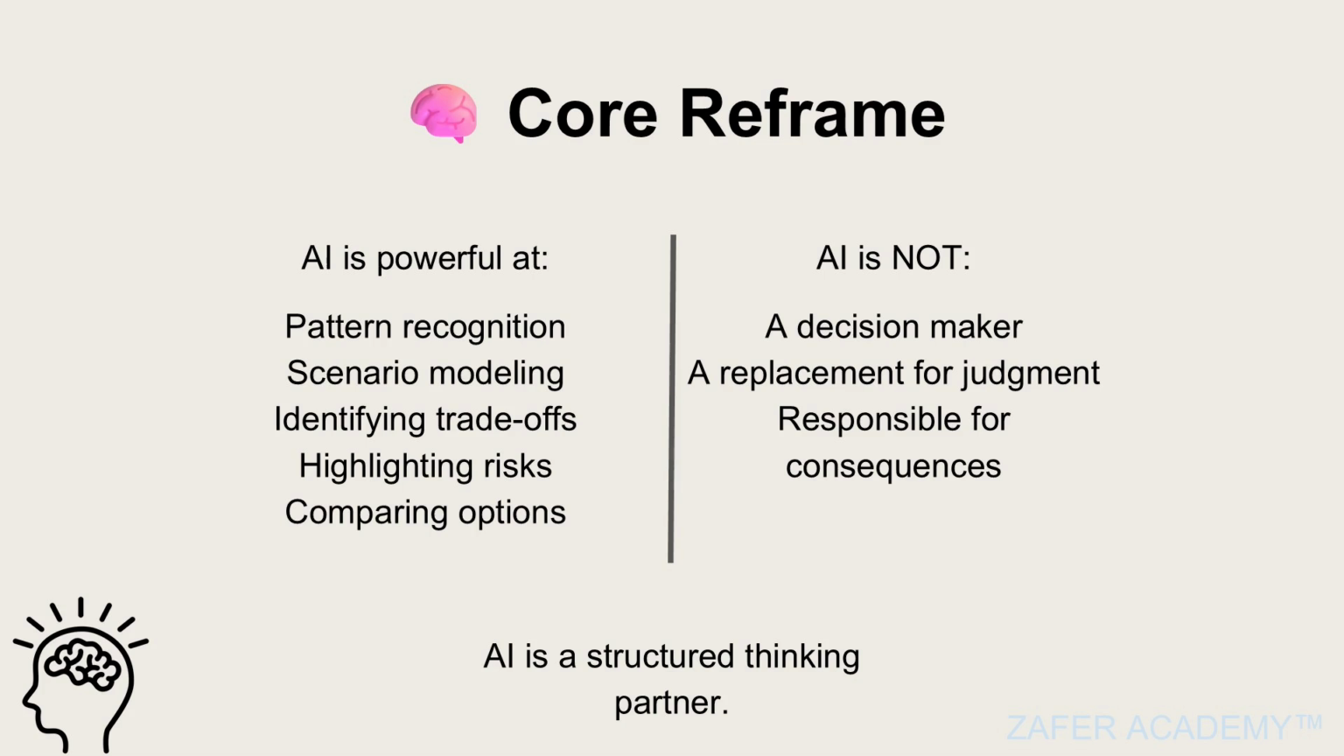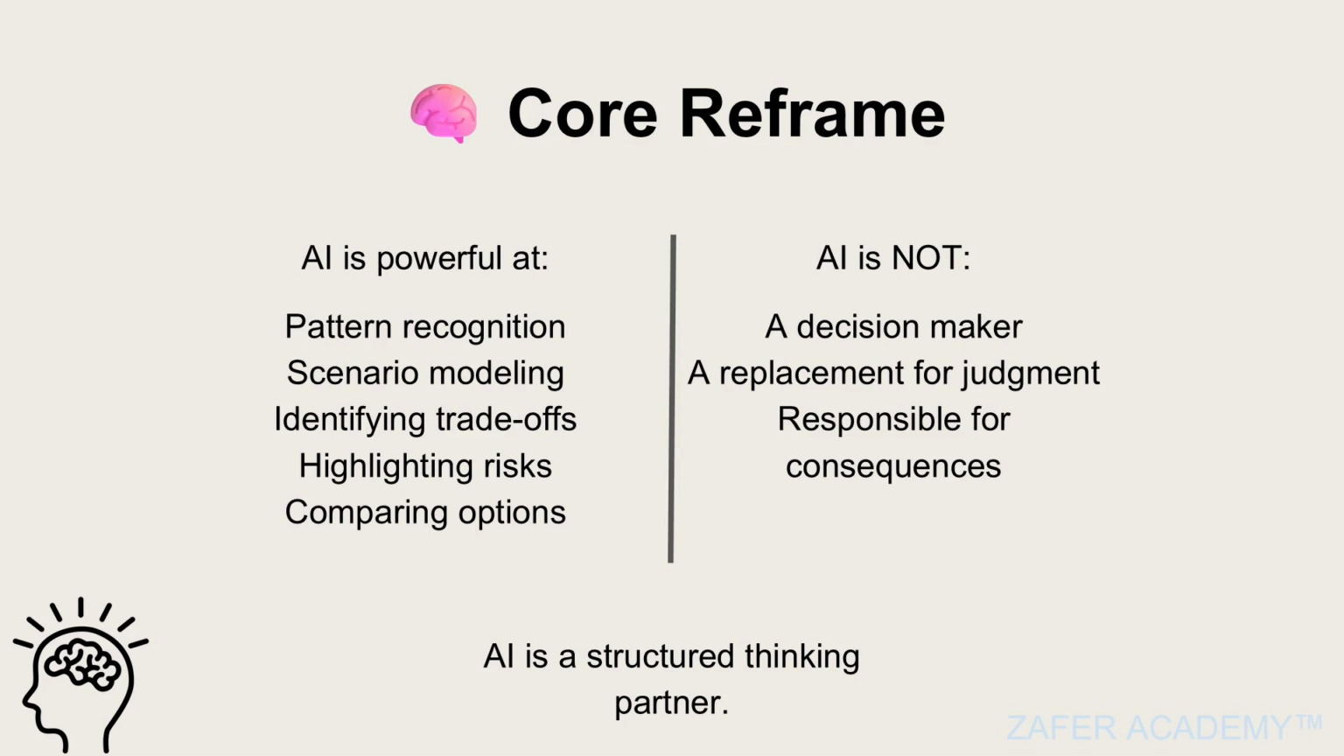Then we have what AI is not. AI is not a decision maker, it's not a replacement for judgment, and it's not responsible for consequences, right? So you need to be aware that if you work with AI and get something which is wrong or stupid because you did not input the right prompt, AI is not going to be held responsible for the consequences of that action.